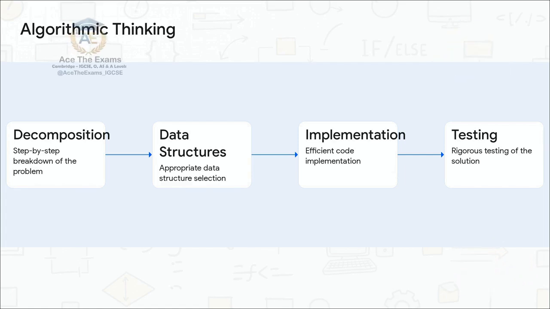Walk through it in your head. If the user types a 5, what happens to line 3? You simply cannot skip a single one of these steps if you want top marks.